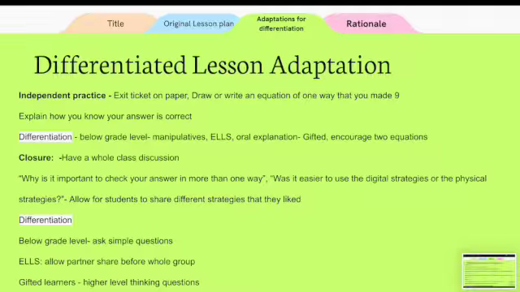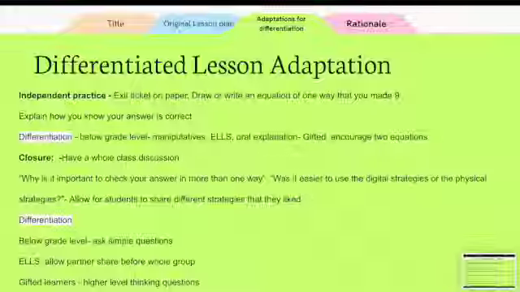As for our differentiation, our below grade level students can use manipulatives. Our English language learners can have oral explanations instead of writing it down. And our gifted students are encouraged to write down two different ways that they made 9.